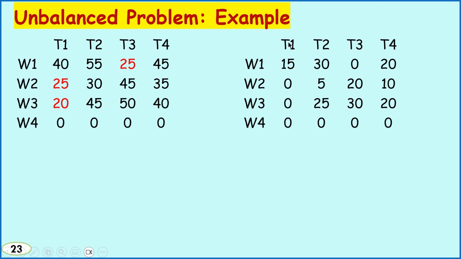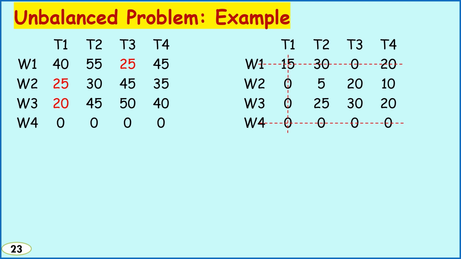Now you need to do the column operation. In the column operation, the fourth column is having zeros, so after the column operation the values will not be changing. So now we need to draw horizontal and vertical lines. If you draw horizontal and vertical lines, there are only 3 lines, but we have 4 rows. That means I need to repeat. I need to go to the fifth step.